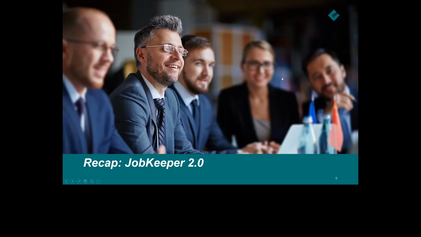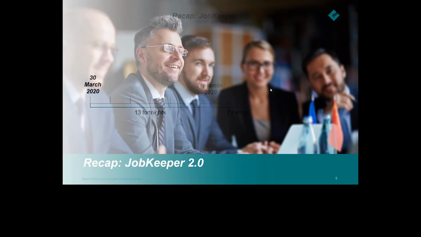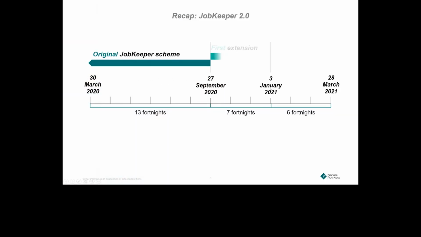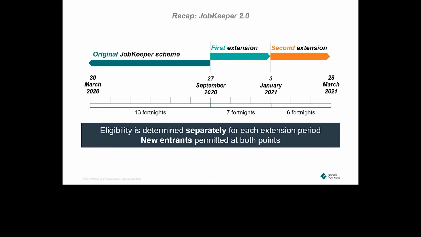So just as a recap to the JobKeeper 2 provisions, which we're going to use throughout this session. Everyone's familiar with the original JobKeeper scheme, which was for 13 fortnights ending the 27th of September. Those fortnights have all completed, and we're now moving into the new JobKeeper provision, JobKeeper 2. We have two extensions that are covered: 7 fortnights under the first extension up to 3rd of January 2021, and then another 6 fortnights that go all the way to 28th of March 2021.